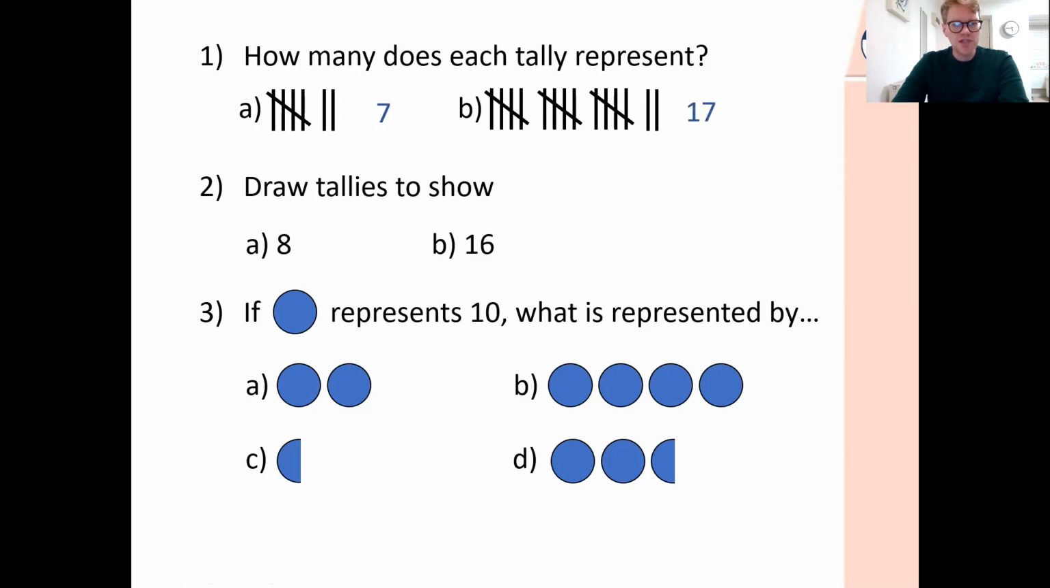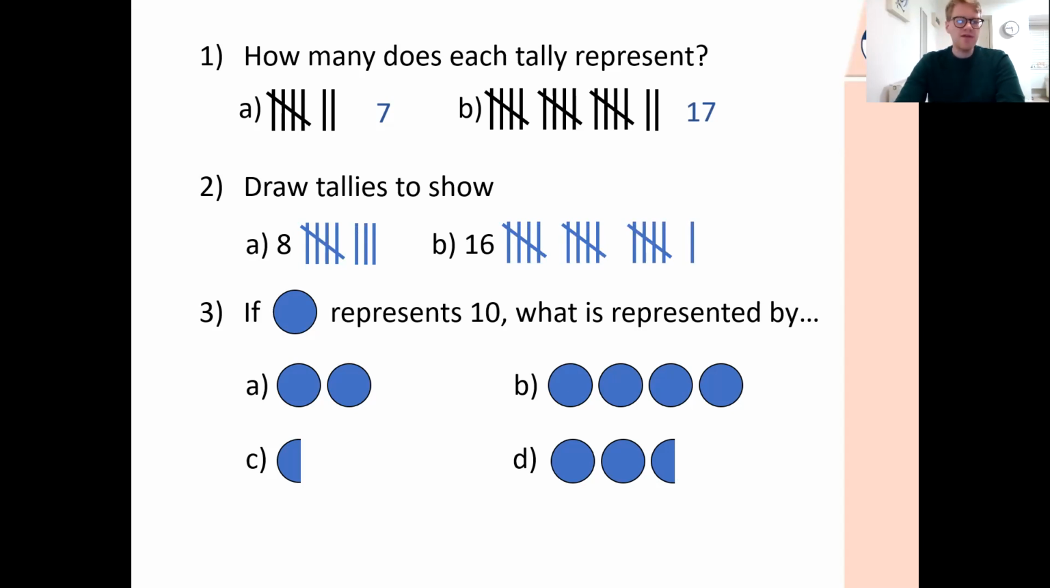And hopefully when you're drawing tallies of your own, you've drawn your 1, 2, 3, 4, and then your gate across for 5, and then 1, 2, 3 more for 8. And for your 16, you've got hopefully 3 groups of 5 for 15, and then 1 more for 16.